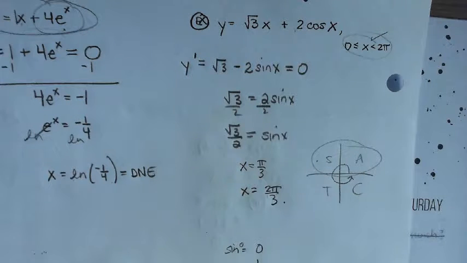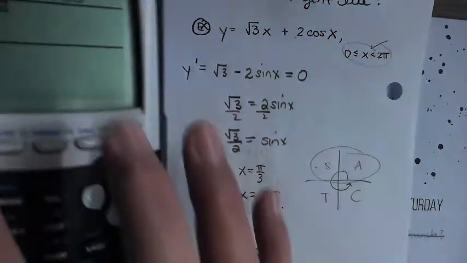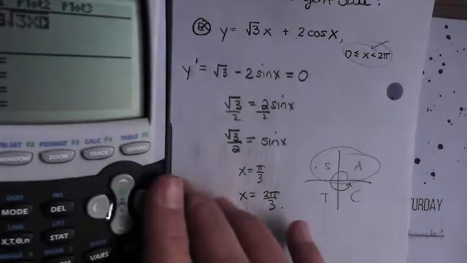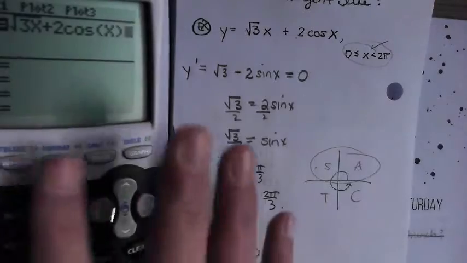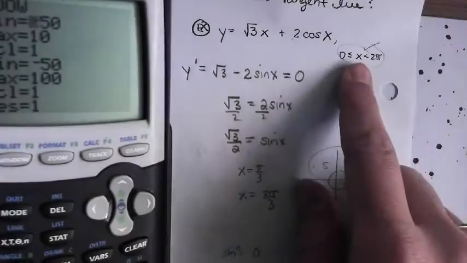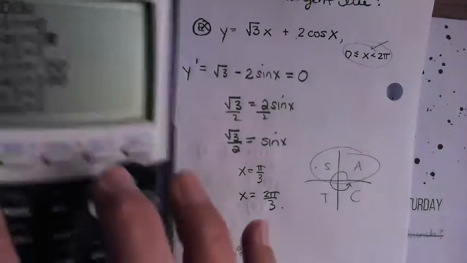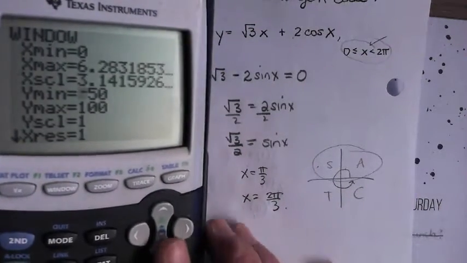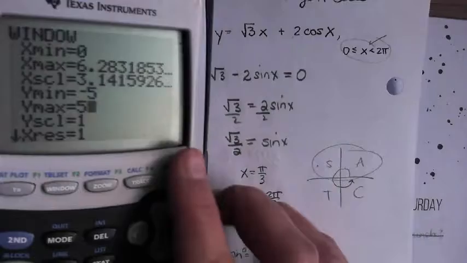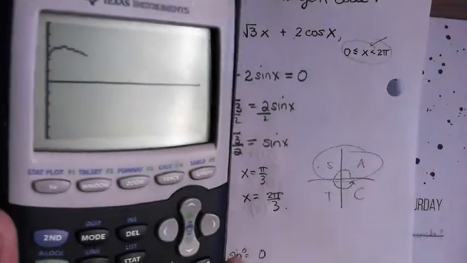Now, again, just to round out your understanding, square root of 3x, I'm just going to graph this. And window, I'm only looking 0 to 2 pi, so that's nice and easy. Make my scale just pi. And I don't know what the y coordinates are going to be, but let's just start there.